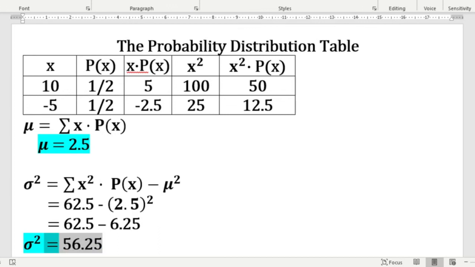Again, the value of our variance is 56.25. We have now calculated the expected value of Angelo's gains, which is the mean of our probability distribution, and the variance of Angelo's gains. That is how we find the mean and variance of gains.